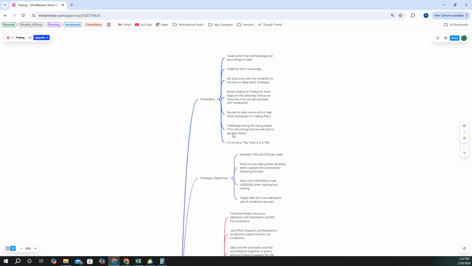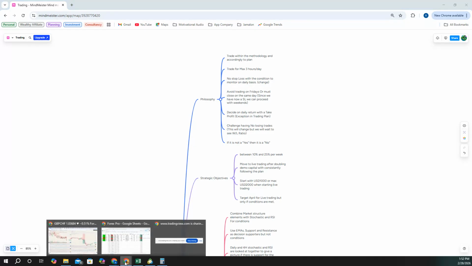Let's see, where is the Friday rule? Yes, avoid trading on Fridays or must close on the same day. So if we have any trades, we close them. So the USD JPY was under that rule that it closed. Otherwise, if we didn't have this rule, then I don't know what would have happened.